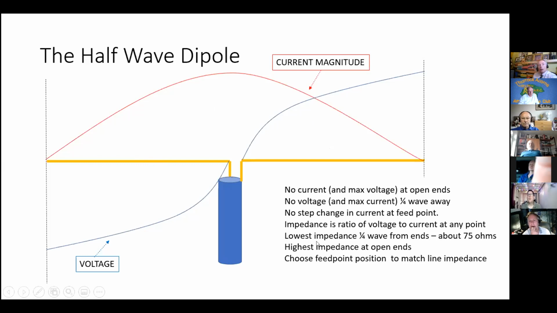The highest impedance, so next to no current, high voltage, is at the open ends. The lowest impedance is at the center of the half wave, a quarter wave from each end, and is about 75 ohms.